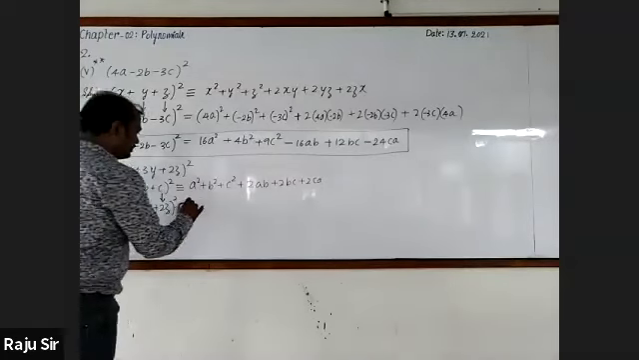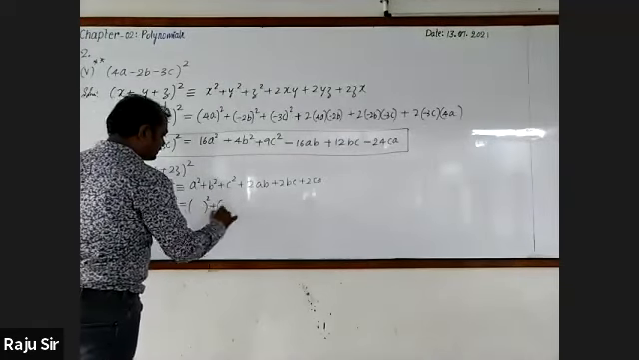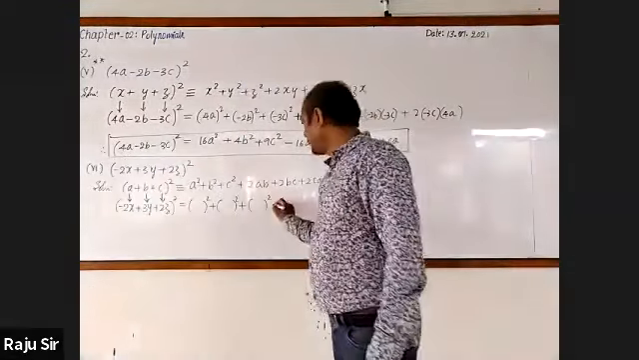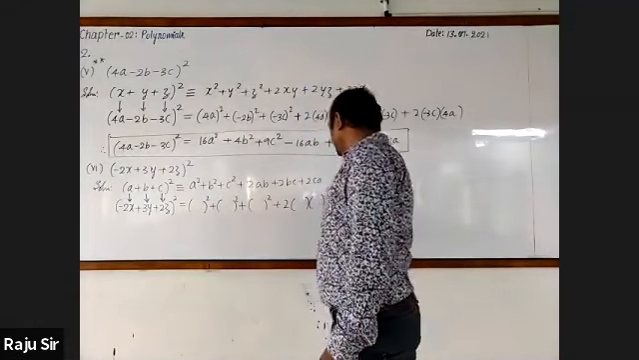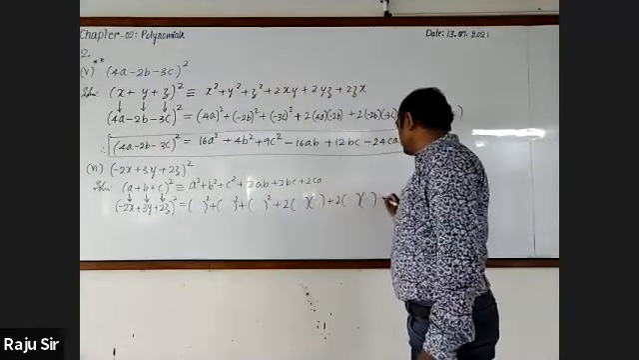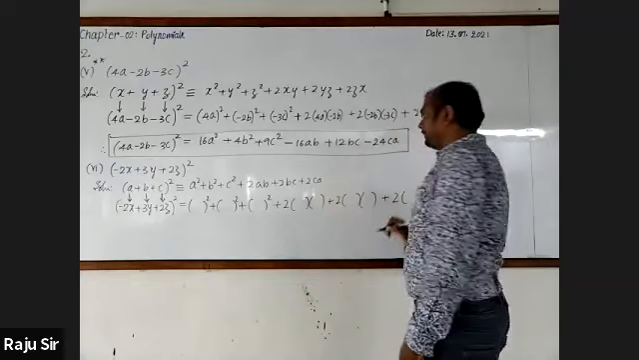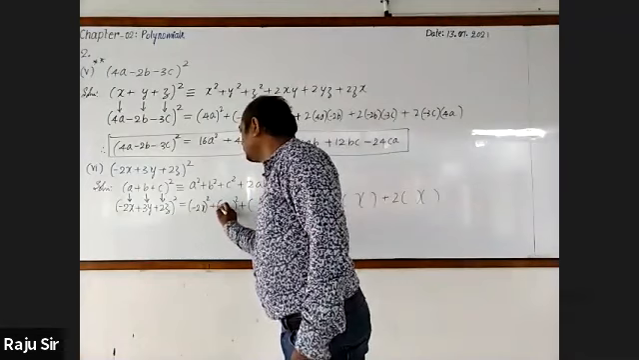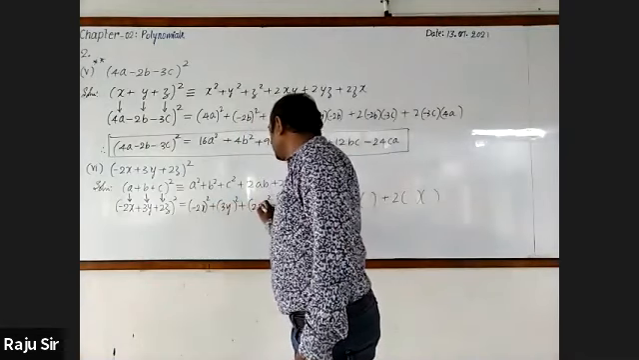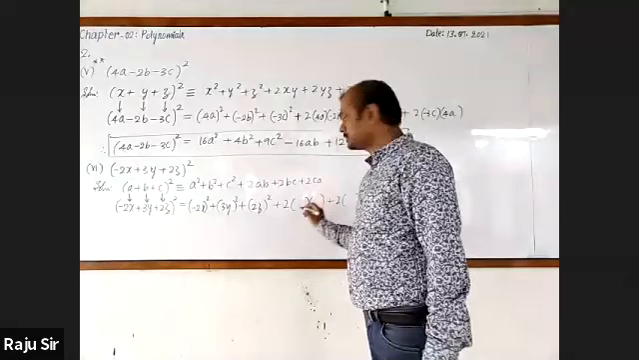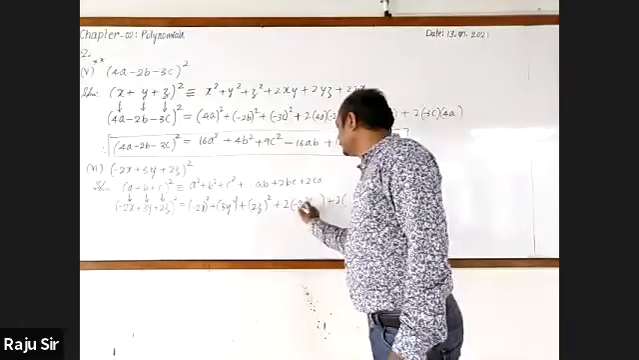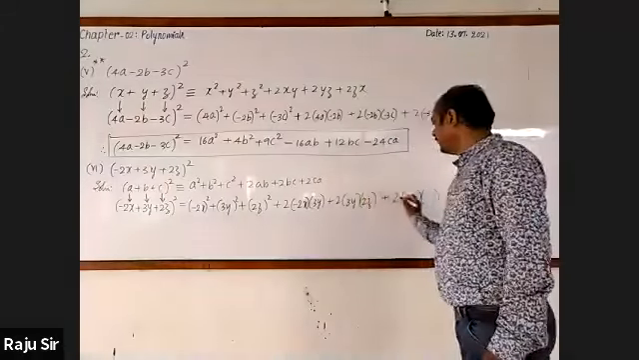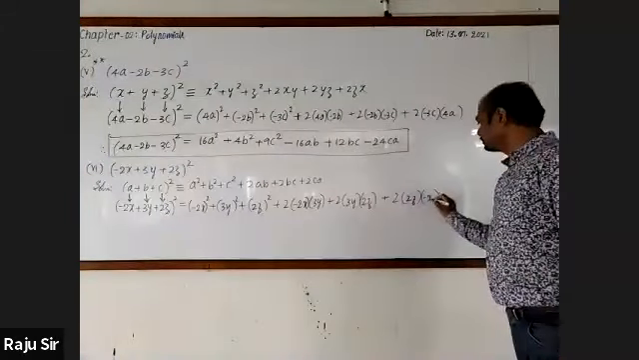I'll write the right way like this: a square plus b square plus c square plus 2ab plus 2bc plus 2ca. a is minus 2x, b is 3y, c is 2z. Right, go on substituting: minus 2x, 3y; 3y, 2z; and 2z, minus 2x.